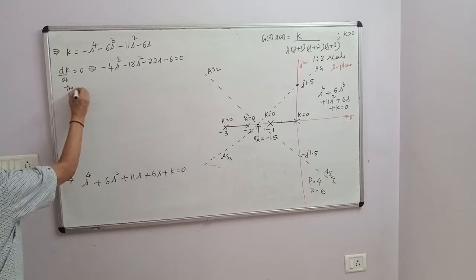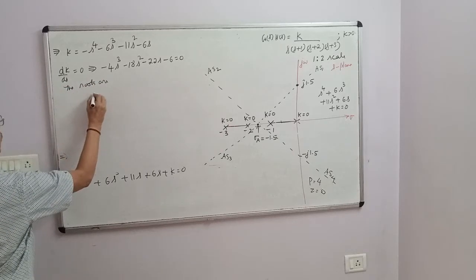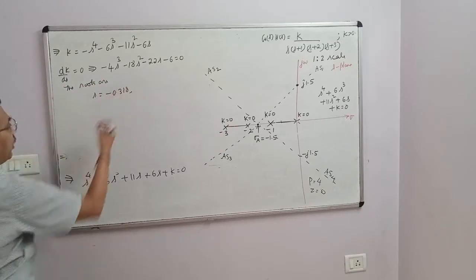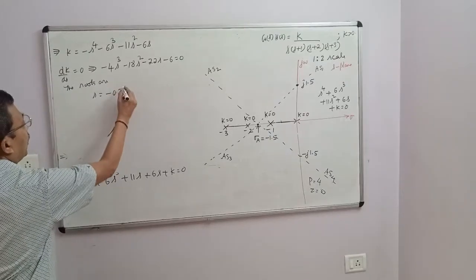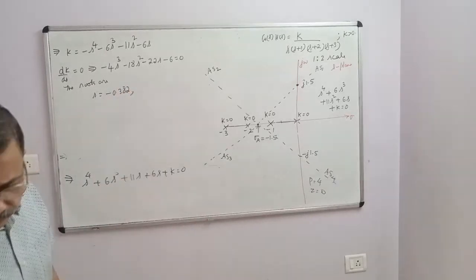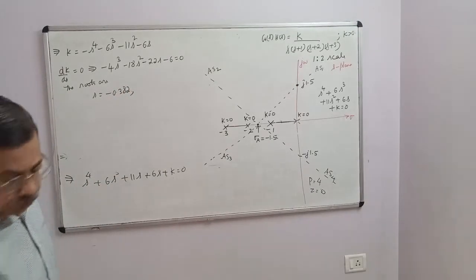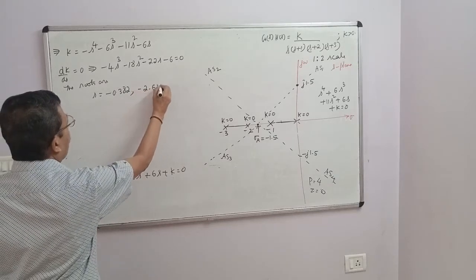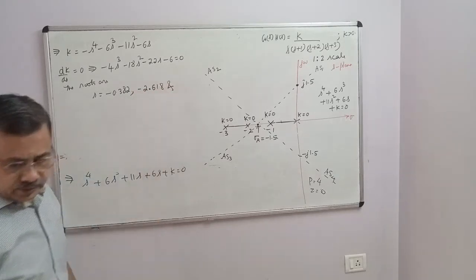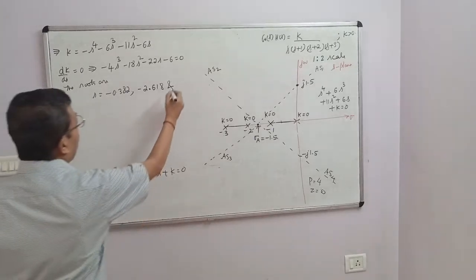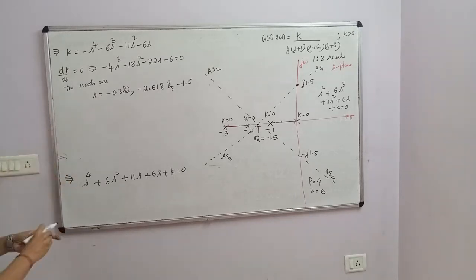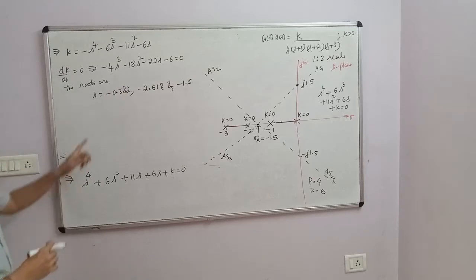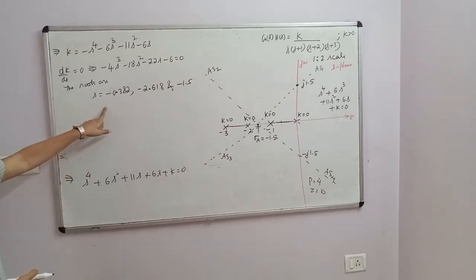The roots are s is equal to minus 0.382, minus 2.618, and minus 1.5. Use the calculator and find the roots. I just copied from the calculator kept on the table. S is equal to minus 0.382, minus 2.618, minus 1.5.